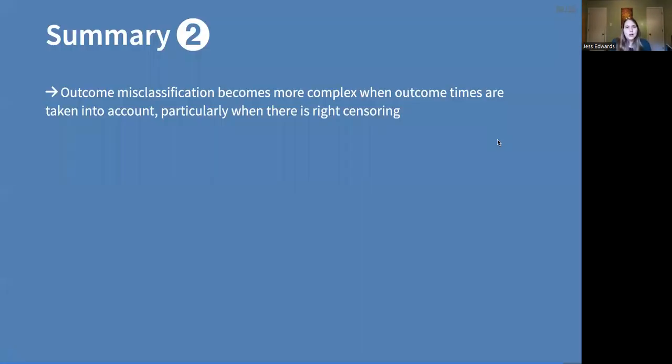All right, I'm going to wrap up to try to leave time for questions. To summarize the second part of the talk, outcome misclassification is different and more complicated when outcome times are taken into account, particularly when we have right censoring.